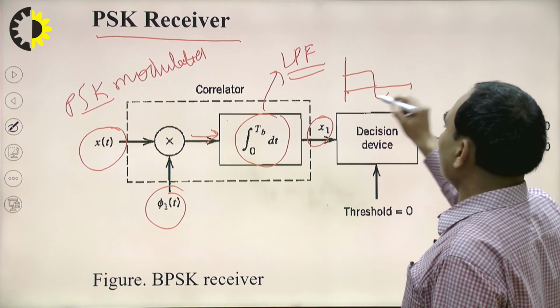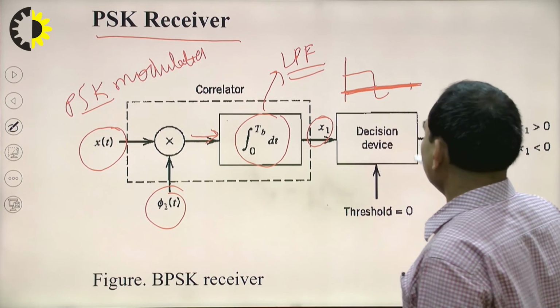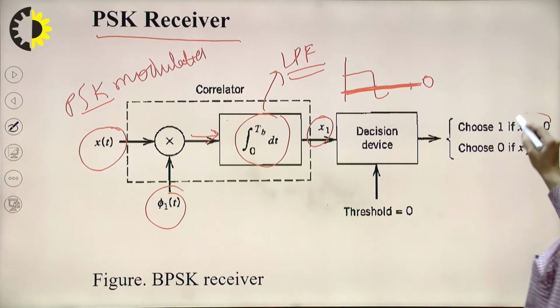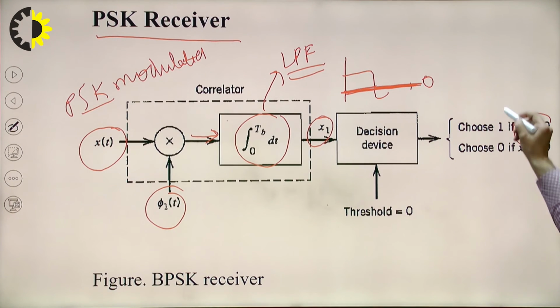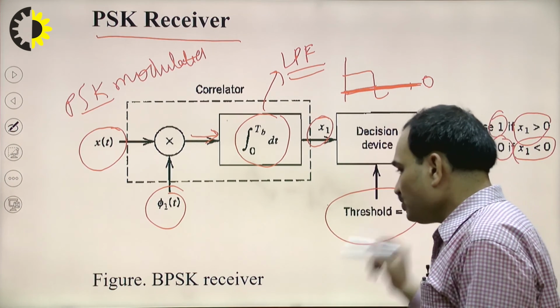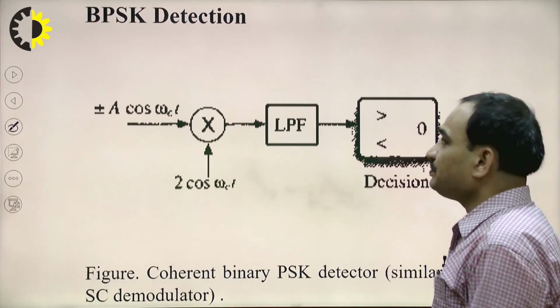Now here we have to take the decision. The decision boundary will be here, and we put the threshold at 0. So if x1 is greater than 0, then we call it 1. If x1 is less than 0, we call it 0. So we are putting the threshold at 0, and at the receiver side, we can easily recover our pulses.